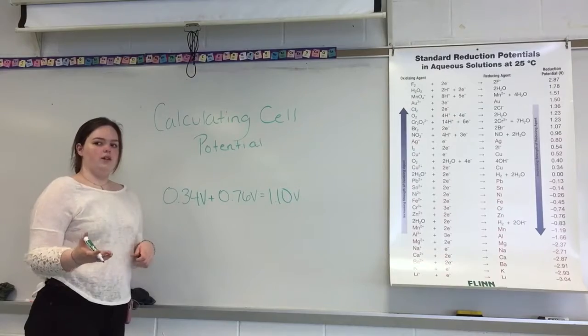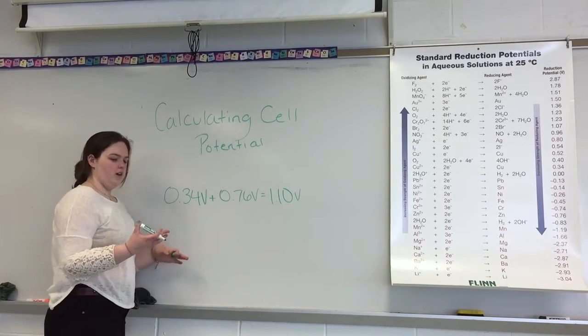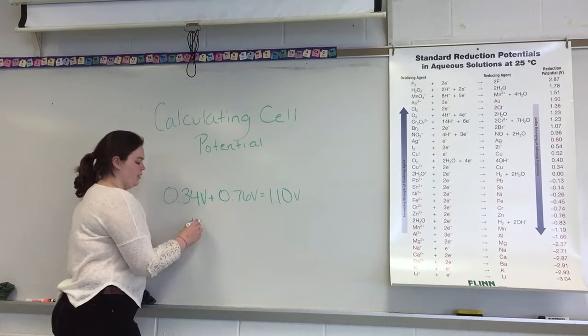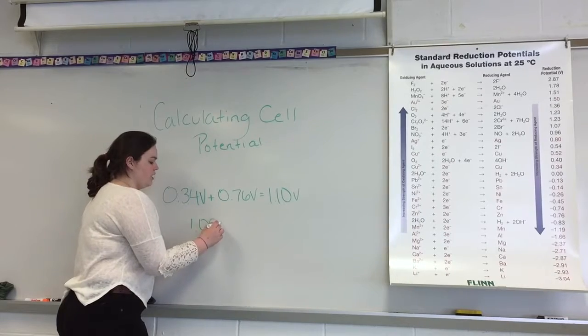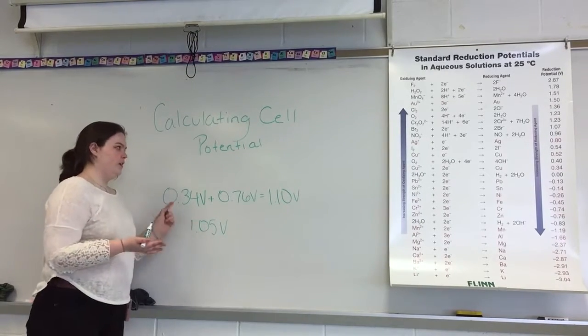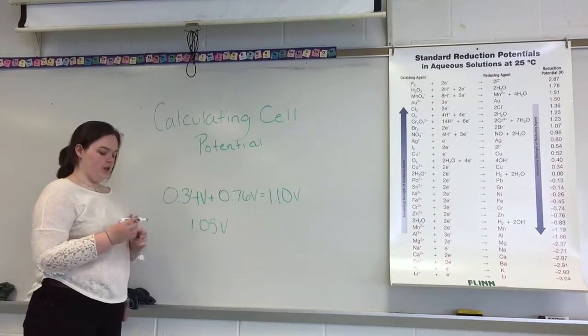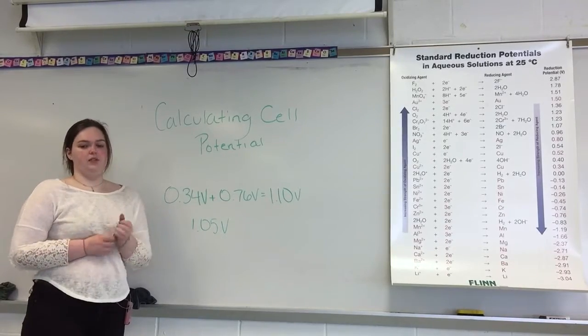And as you recall, the number that we got on our voltmeter was about 1.05 volts, which is very close to what the actual cell potential is. So I would say it was a pretty successful experiment.